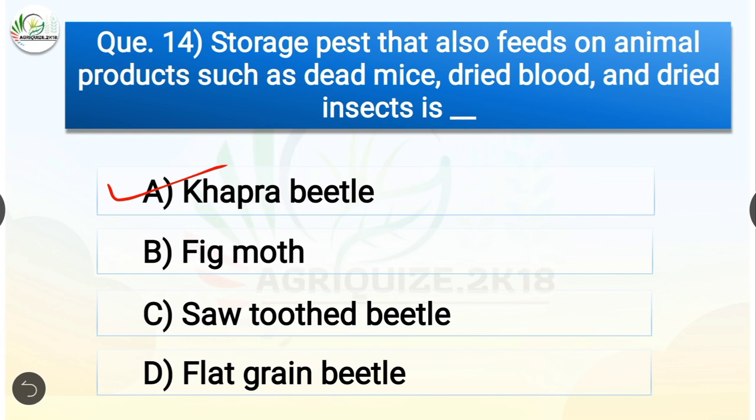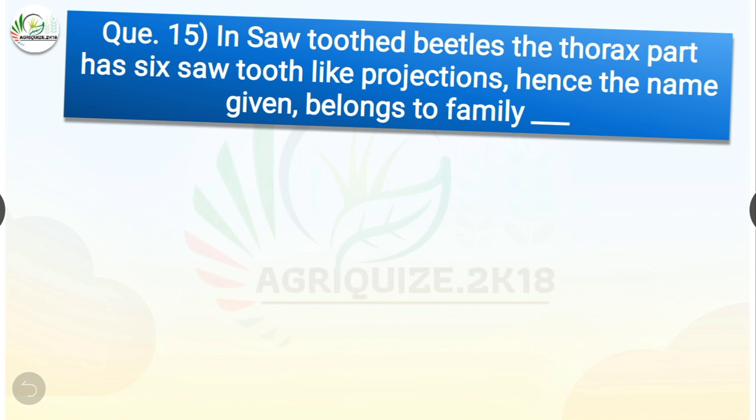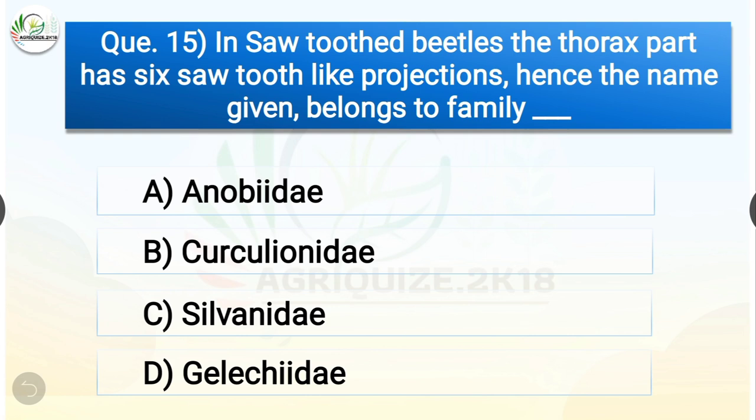Question number 15. In sawtooth beetle, the thorax part has 6 sawtooth-like projections. Hence, the name given belongs to the family dash. The options are Anobiidae, Curculionidae, Silvanidae or Galleriidae. The correct answer is option C, Silvanidae. So in sawtooth beetle, the thorax part has 6 sawtooth-like projections. Hence the name given belongs to the family Silvanidae.